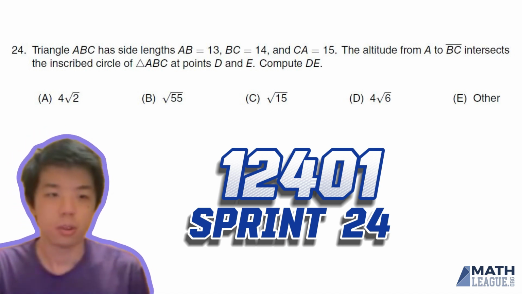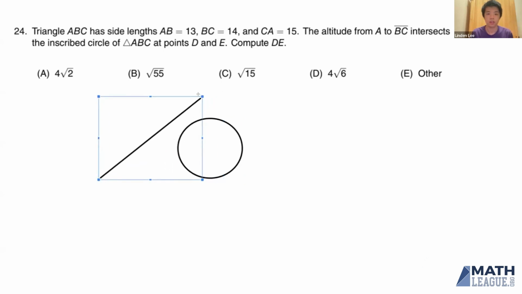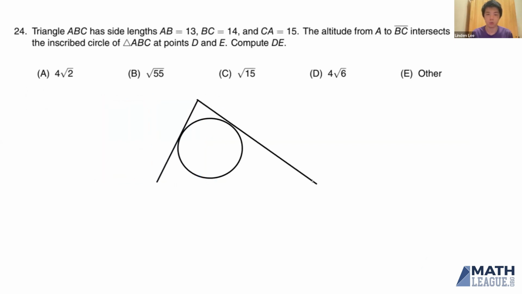And so what I'm going to do is make a diagram, and we'll have the inscribed circle and three sides. This 13, 14, 15 triangle is actually probably one of my favorite triangles, and that's because of how nice all the numbers work out when you get to it.